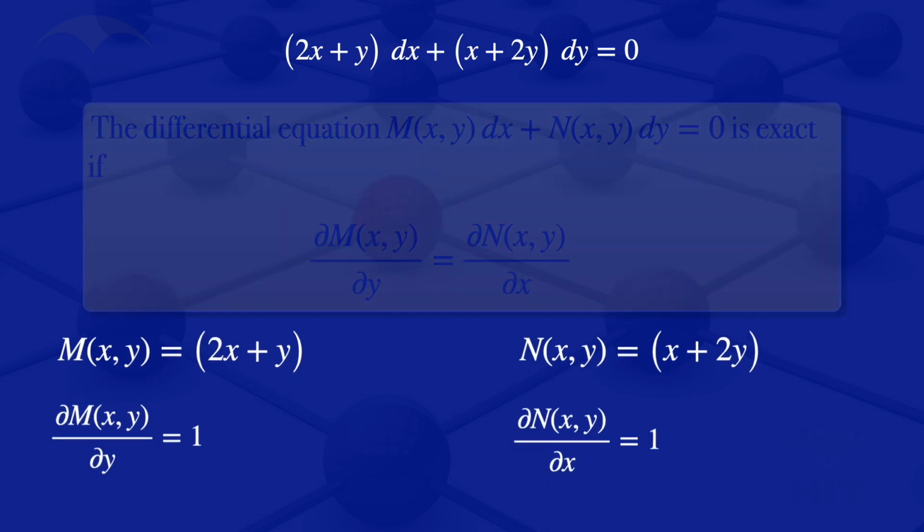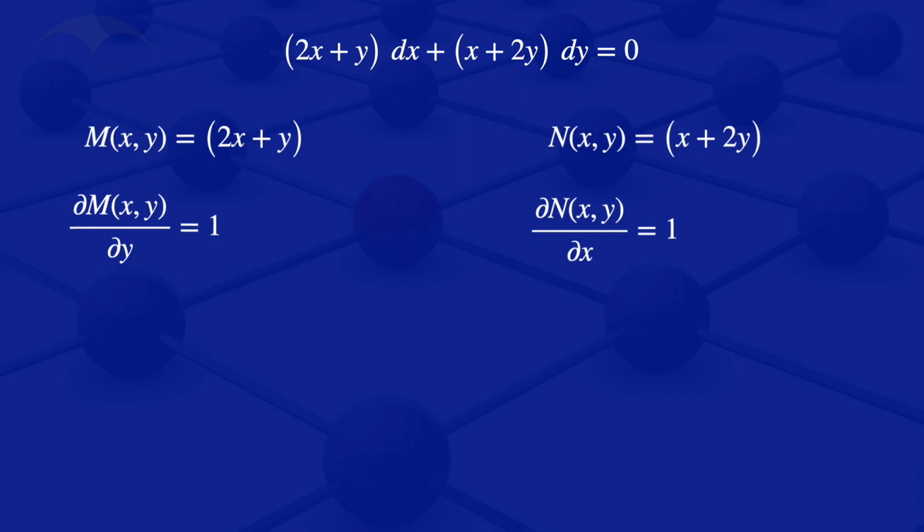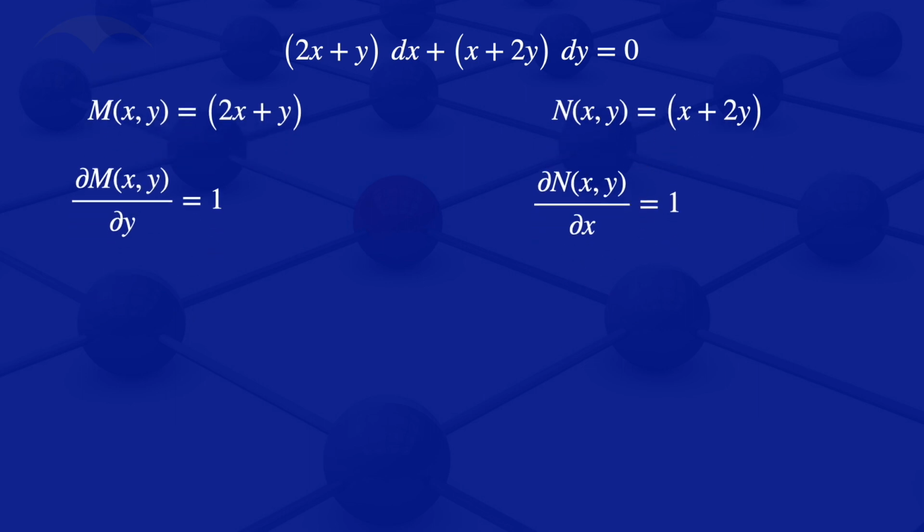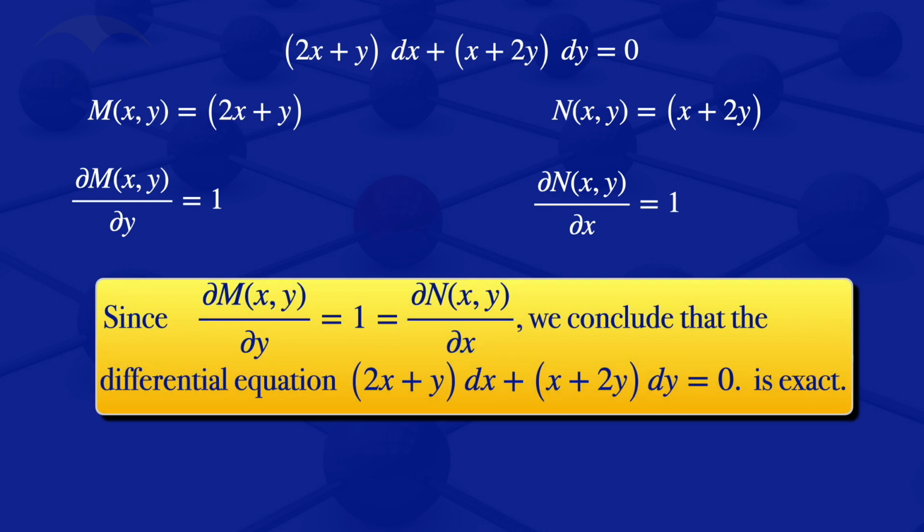So those are the two partial derivatives. For that differential equation to be exact, these two partial derivatives must be equal. In this case, we are seeing that those two partial derivatives are equal. They each have a value of 1. So since they are equal, this differential equation is exact.